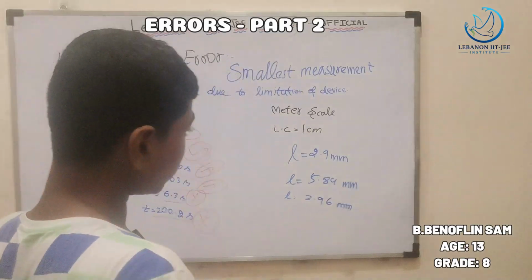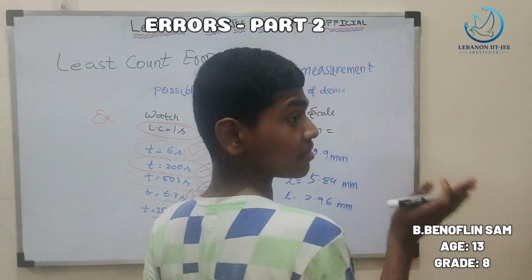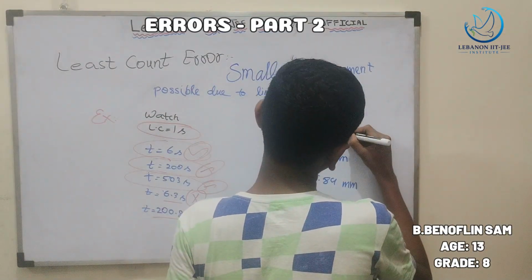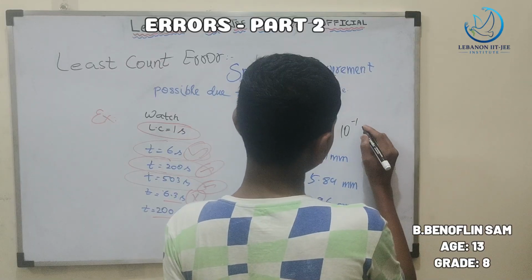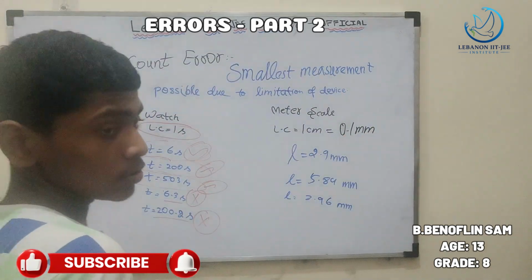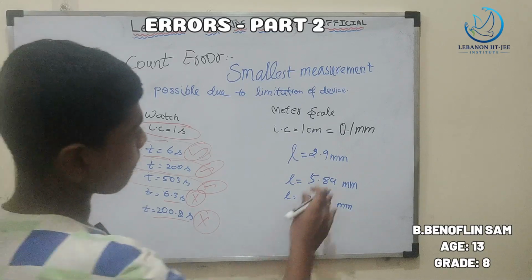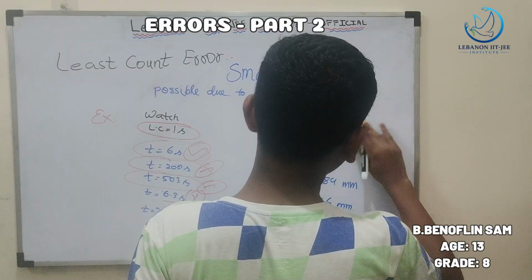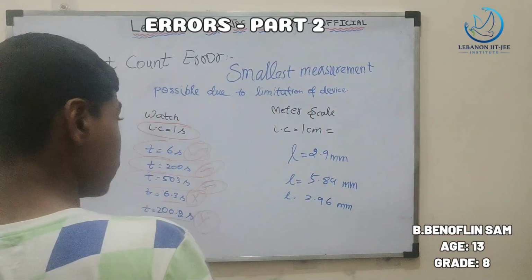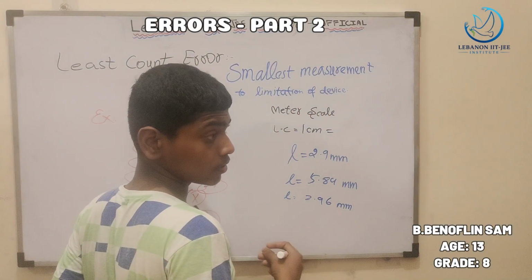So we have to convert this. Then you will get 10, sorry, not 10, I'm very sorry about that. It will come like 10 to the power minus 1, or you can take 0.1 millimeter as this conversion. So we will take this one. The questions are going to be given differently.